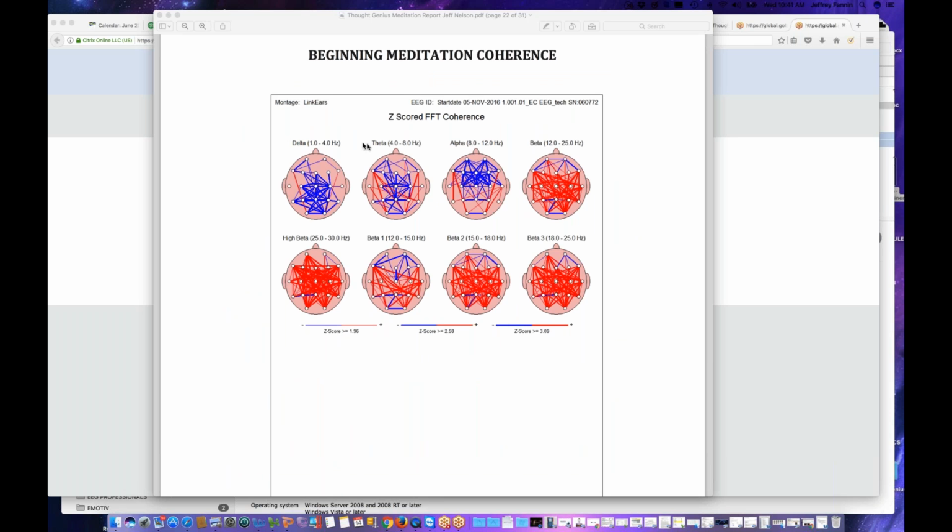So top row we have delta, theta, alpha, and beta. Bottom row is all beta activity in different frequency groups. So the first thing that jumps out at me, well, let me back up here and explain. The red is external processing and blue is more of an internal process. So the thing that really jumps out here is in delta and theta, the blue that we see here is a pattern that I see very often with people who are highly intuitive. Would you consider yourself intuitive?